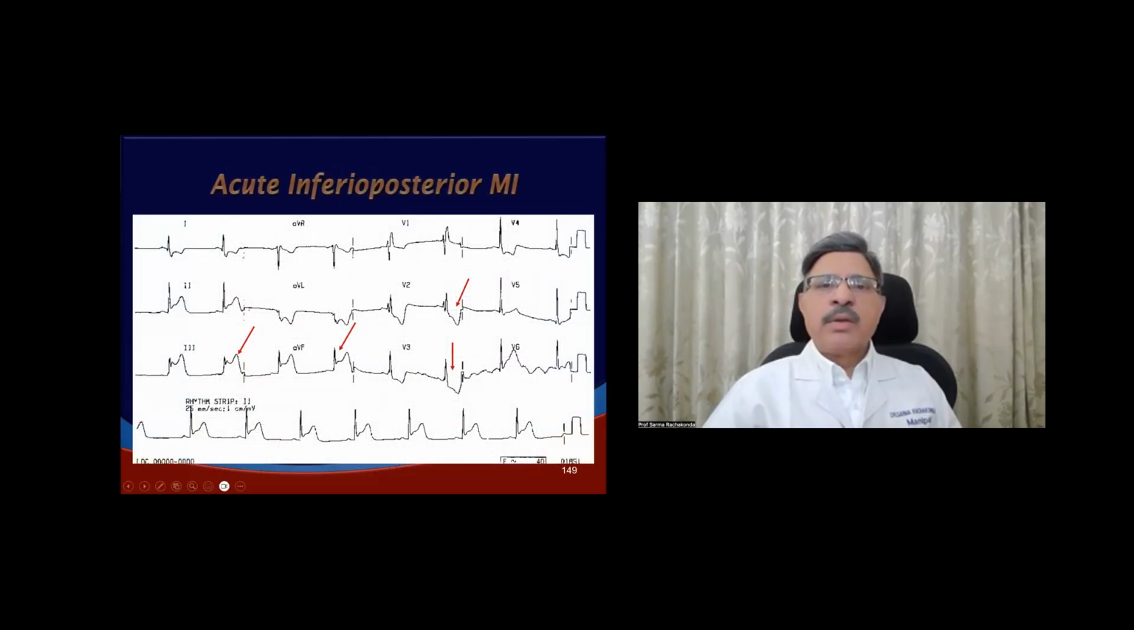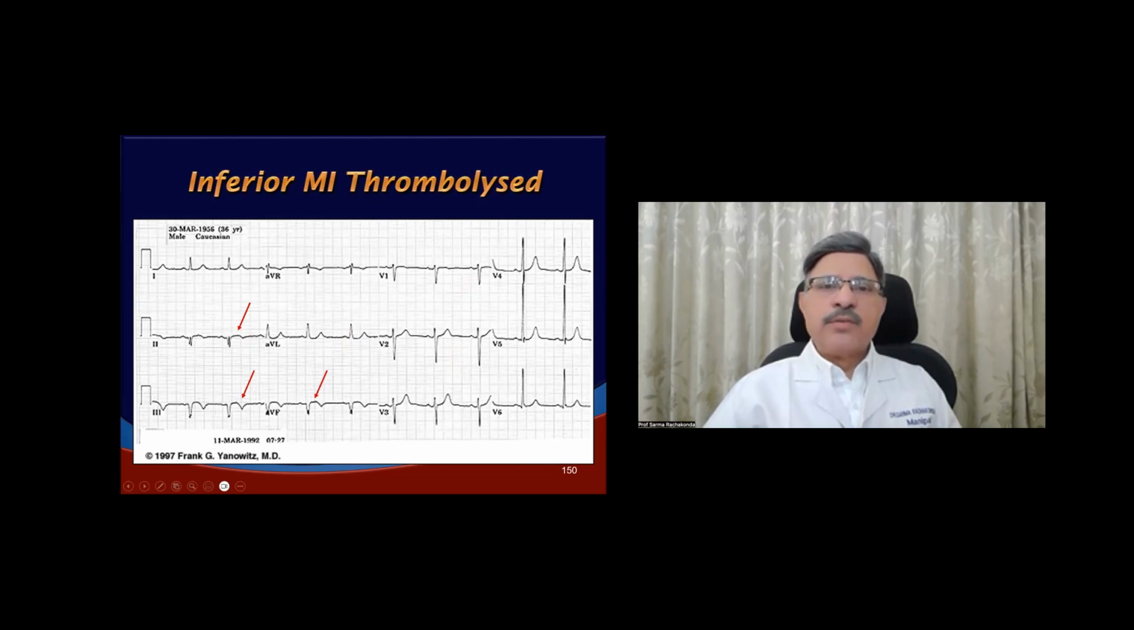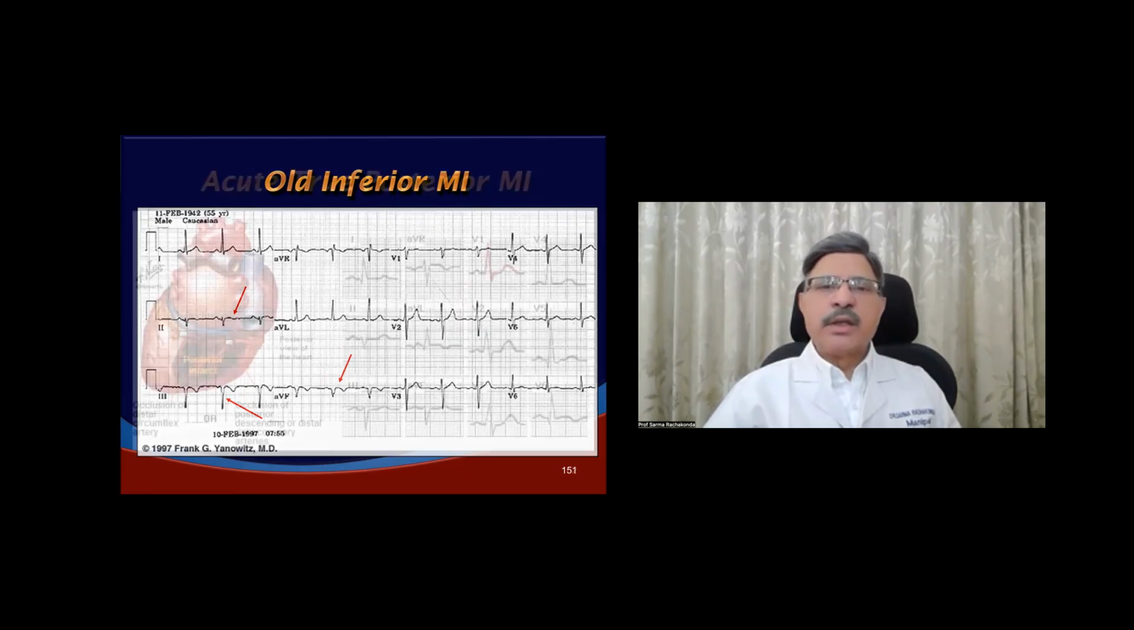Now you have got this acute inferior posterior. So we have the inferior wall here, and V1 R by S ratio is more than 1. That is a mirror change there, inferior posterior infarction. Then inferior infarction, thrombolysis, same inferior infarct below. We did the thrombolysis, the ST segment changes disappeared. Now, you have got the old inferior infarct. We only see QS complexes. Nothing else is there in the ECG.